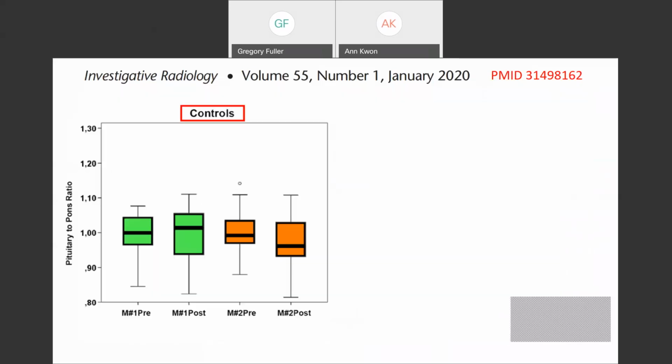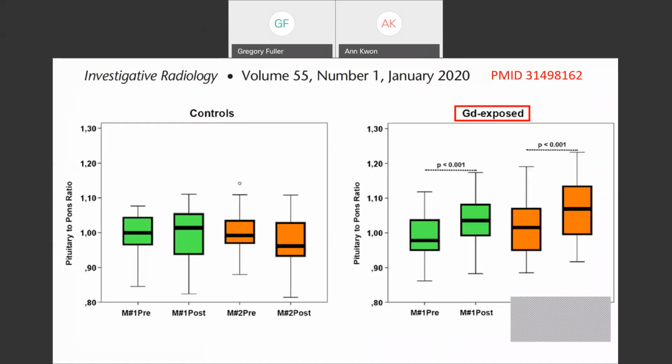Here are the results. These are control brains. The green is method 1, looking at the whole gland. Method 2 is the 5 foci. They give essentially similar results. There's certainly no increase over time, between the first and second injection. And then here, you can see the gadolinium-exposed patients with the two methods. There's clearly a statistically significant increase, P less than 0.001. So the authors hypothesized maybe the anterior pituitary is also accumulating gadolinium. Again, there is no evidence that it's harmful, but it's interesting. This is just something that you should know.